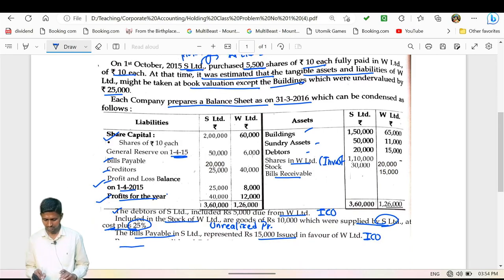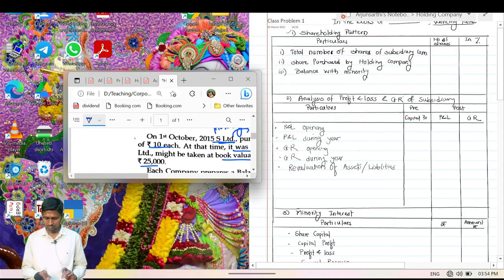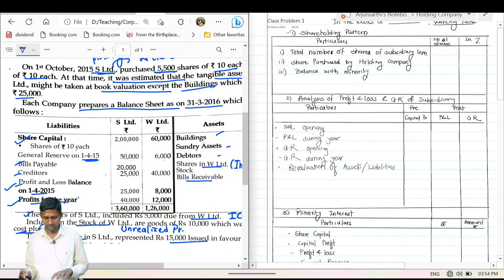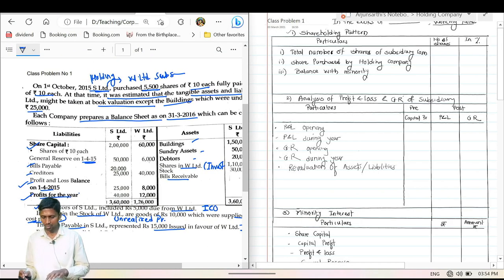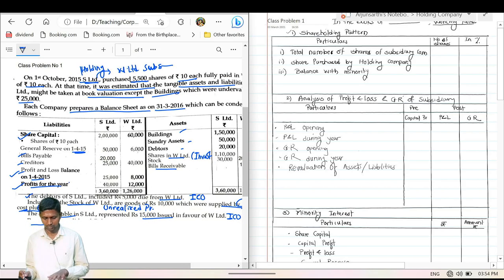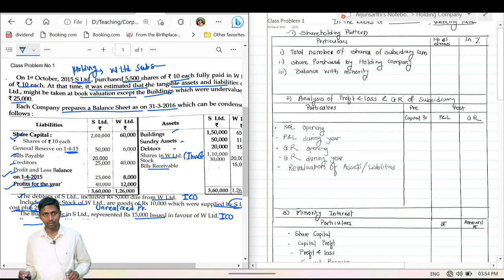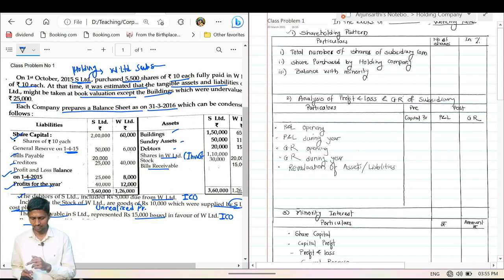Now we'll prepare the consolidated balance sheet. If you follow the working notes, then you will get the correct consolidated balance sheet. Just follow me. Within the next 20 minutes, we will complete this consolidation. First note, whatever they are asking, search in the problem and write that in front of your question, wherever they have asked. Correct.